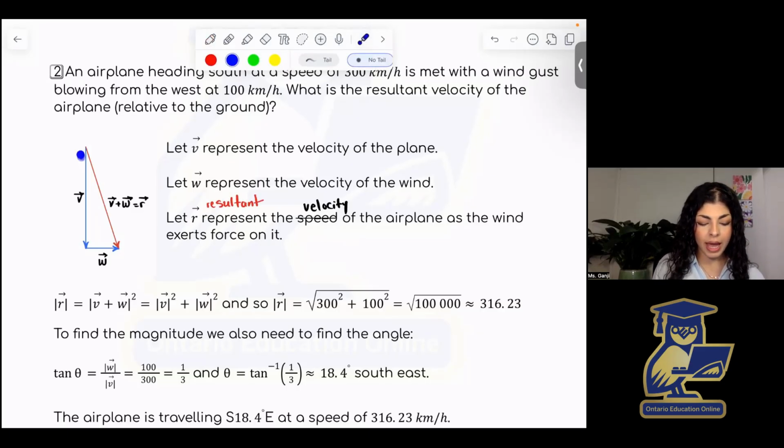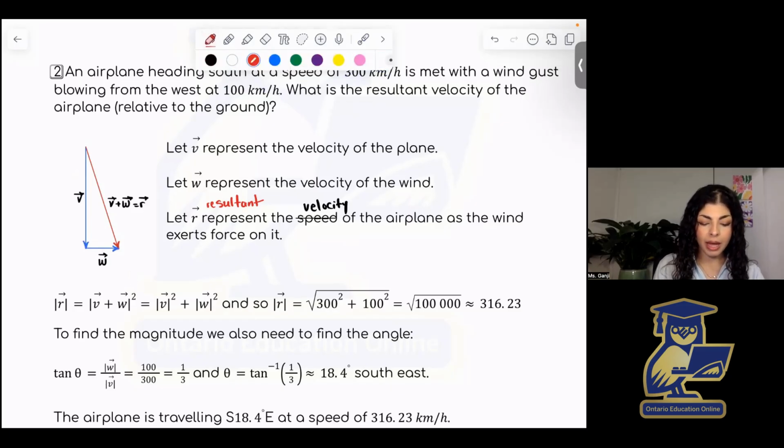Now in our diagram, we have the plane moving south, and then we have wind that is blowing from the west, so from the west, not towards the west. If it's blowing from the west, it's going towards the east. And it is 100 kilometers per hour. This is not drawn to scale, but approximately this is 1/3 of the velocity of the plane, because this is 300, this is 100. So this is our plane and now the wind, and this is now our triangle method.